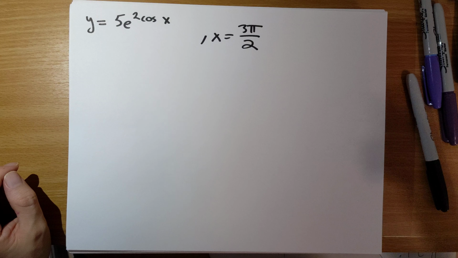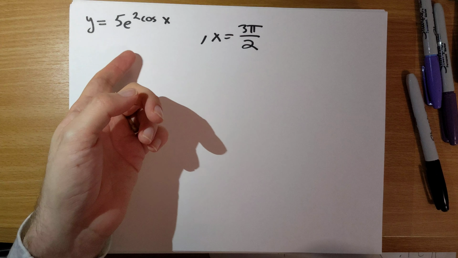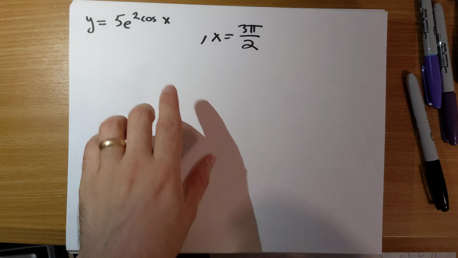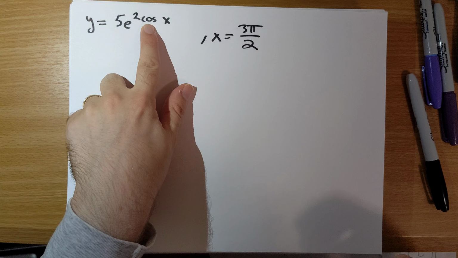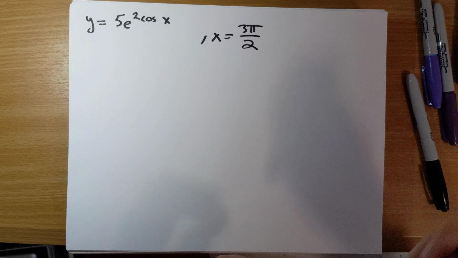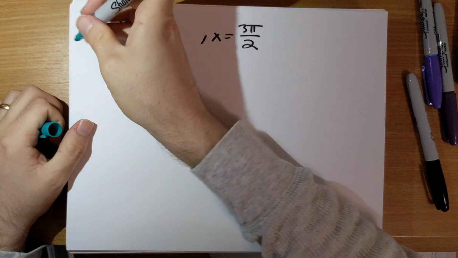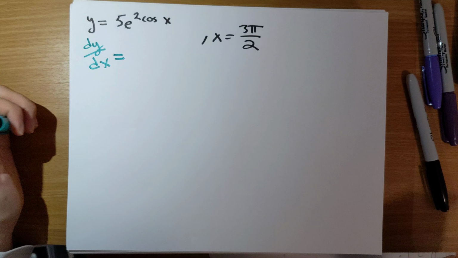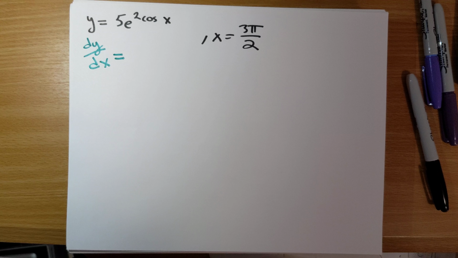Problem number 38, find the equation of the tangent line to the graph of this function at this x value. That means we need to find the derivative to get the slope. We have e to some power here that involves x. So to find dy dx, what are we going to have to do here? We're going to have to use the chain rule.